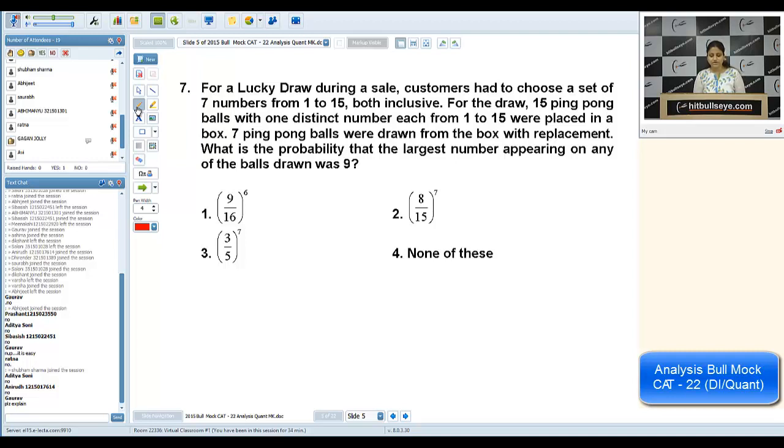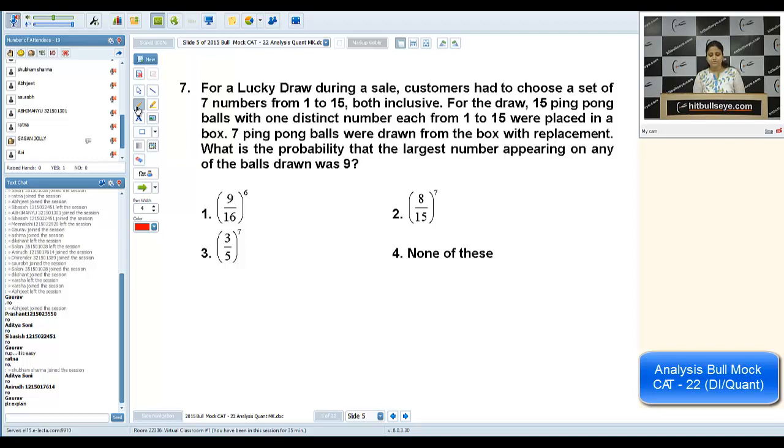For a lucky draw during a sale, customers had to choose a set of 7 numbers from 1 to 15, both inclusive. For the draw, 15 ping pong balls with one distinct number each from 1 to 15 were placed in the box. 7 ping pong balls were drawn from the box with replacement. What do you mean by with replacement? You are choosing a ball, you are noting the outcome, then you are putting it back into the box. What is the probability that the largest number appearing on any of the balls drawn was 9?